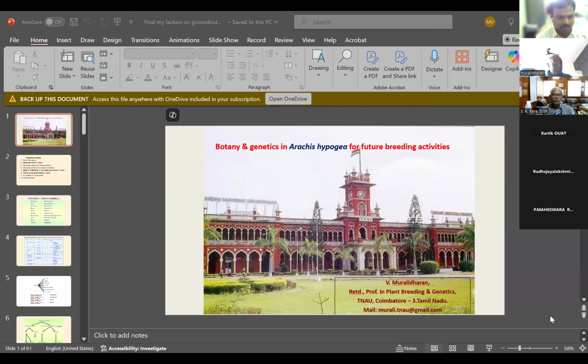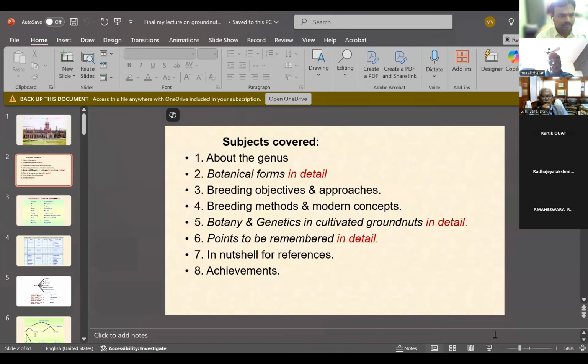Dear fellow scientists, today I'm going to give a detailed account of references with respect to botany and genetics in ICAR-IIGR, and in between the day-to-day breeding activities, what should be done, everything will be discussed. Today we are going to see the genus and botanical forms in detail, breeding objectives and approaches, breeding methods and modern concepts only very briefly, botany and genetics of cultivated groundnut in detail, and points to remember, in a nutshell, for references and achievements.